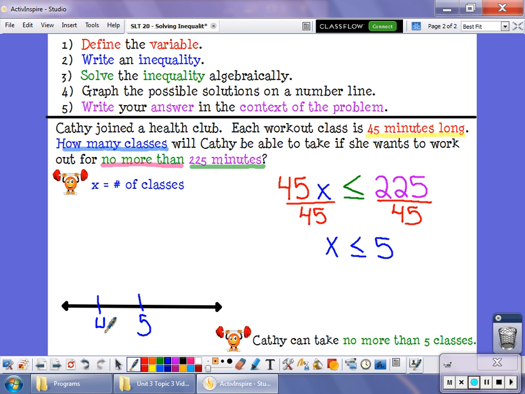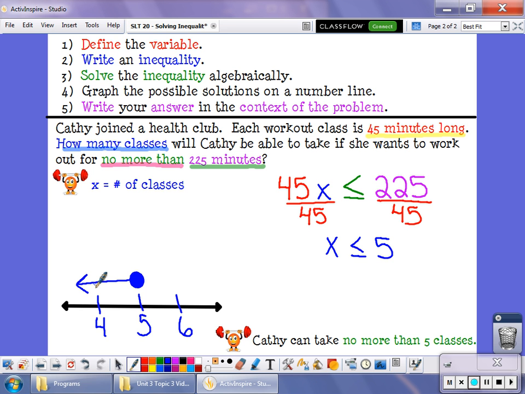If I'm going to graph this, I start off with putting numbers on my number line. I know my solution is less than or equal to 5. So this time I'm going to put a dot over 5, but I'm going to color it in because it does include 5. And then I want to show everything less than that, so less than or equal to 5. Oops, and my sentence is already there. Kathy can take no more than 5 classes.